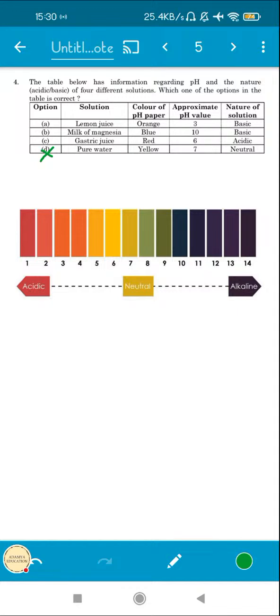Now coming to A and C, we see one thing from this figure, that more the acidic nature of the substance, the reddish color is increasing, and slowly when the acidic nature is decreasing, it is either becoming yellow or orange, right? That means lemon juice which has a pH of 3 should have a red color, and gastric juice which has a pH of 6 should either have a yellowish color or an orangish color. But over here, see, it is just the opposite. So option A and option C are also totally incorrect.